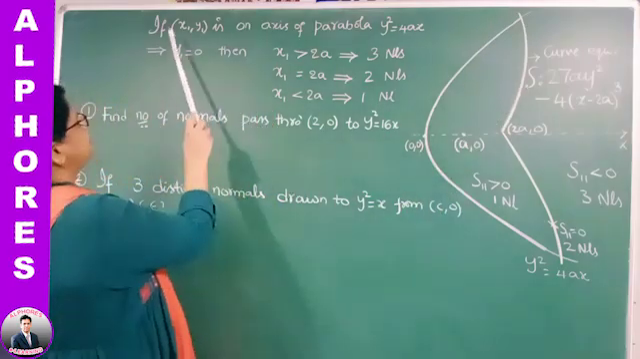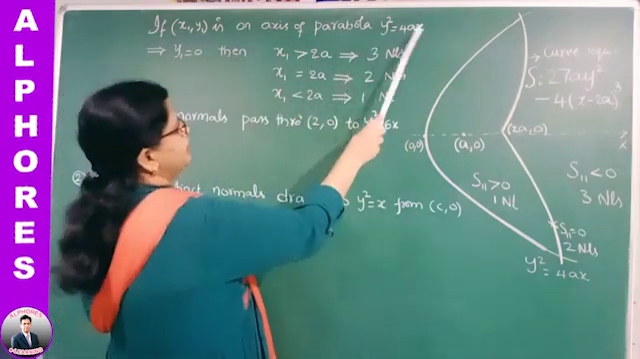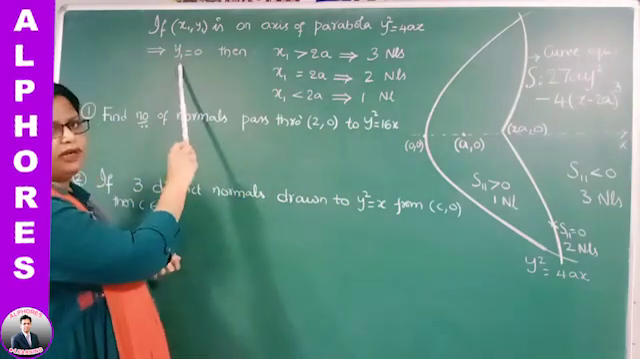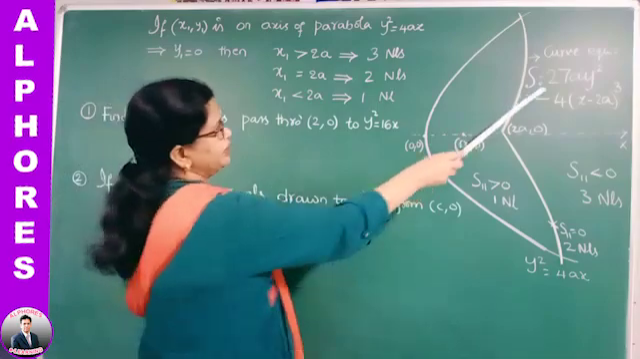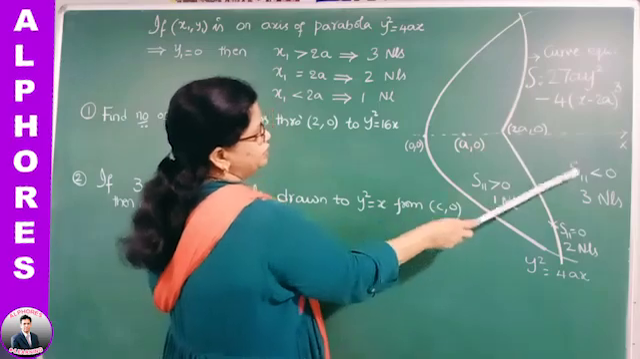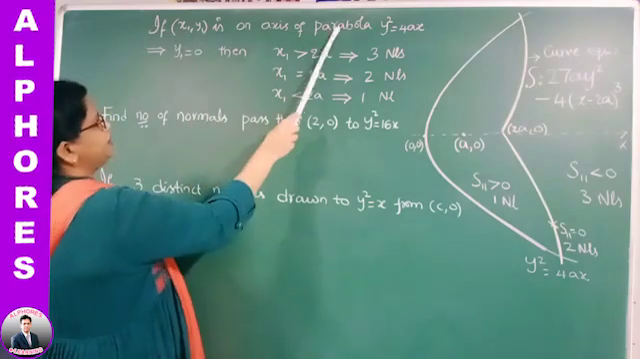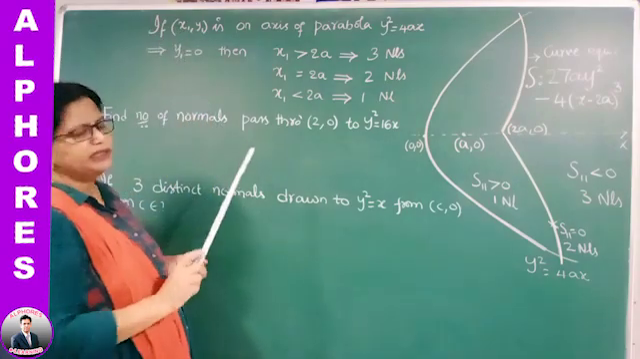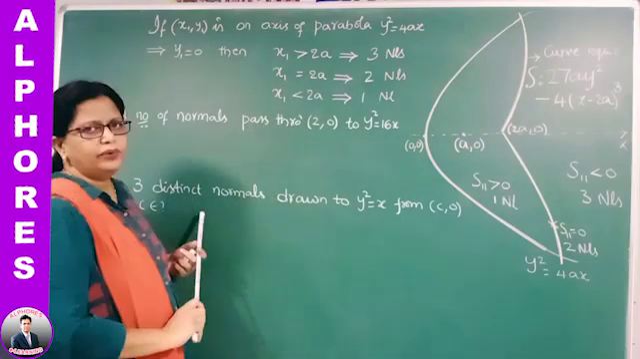At the same time, suppose this x1 y1 is exactly on the axis of the parabola y square equal to 4ax. On the axis means y1 is equal to 0. When y1 is 0, the case becomes only for x1, since this entire value is now 0. Using the same concept, when the point is exactly on the axis of the parabola, y1 is 0 and our concentration is only on the abscissa. If x1 is greater than 2a, 3 normals; equal to 2a, 2 normals; and less than 2a, only 1 normal.